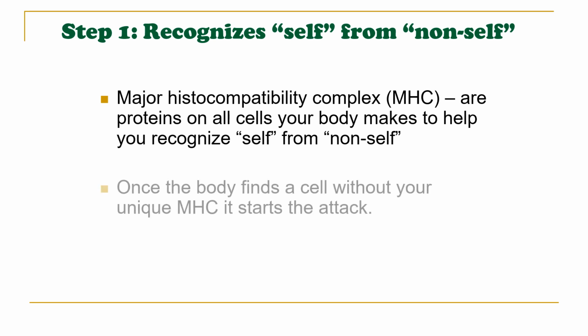self from non-self. The way it works essentially is every cell that you make gets a flag on it that says it belongs to you. So I'm Miss Shope. Every cell that my body makes gets an MHC that says Miss Shope, Miss Shope, Miss Shope. That's great. It's a great way for my body to recognize, oh, I made this. This is me versus this other thing that is not me. So what your body is looking for is a cell without your unique MHC on it, and it starts to attack it.